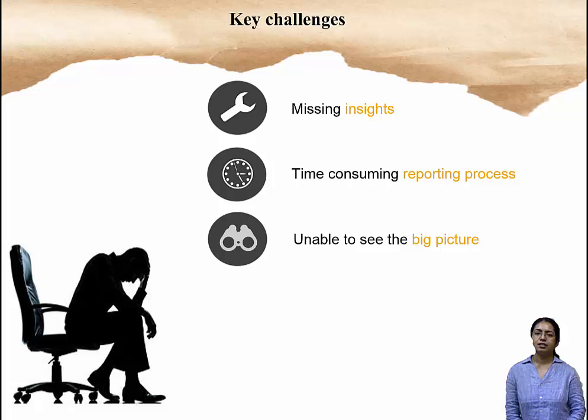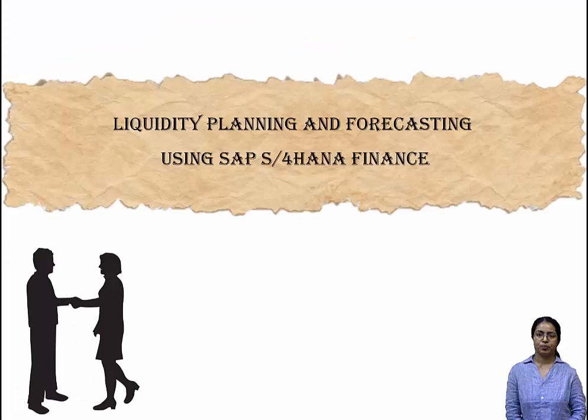Your task is not made any easier by the system that you're currently using. The system does not provide you with the right insights that can easily be translated to action. Your planning and reporting processes are time-consuming, and you're unable to see the big picture at an instance of time because you basically need to pull out information from various sources to be able to get to your actionable items.